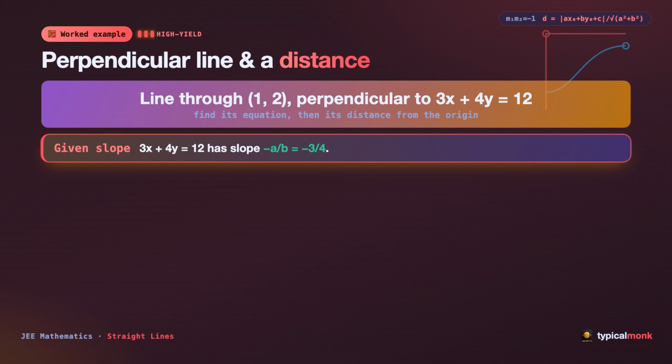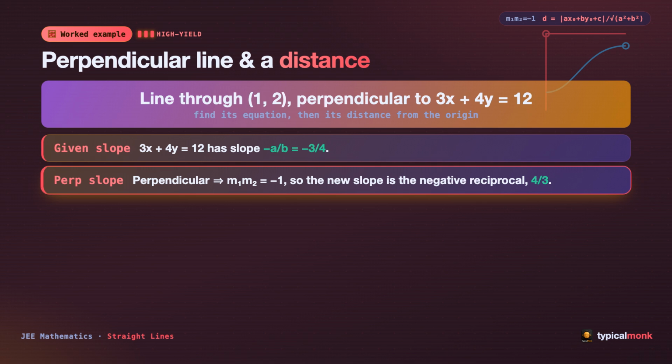Find the line through the point 1, 2, perpendicular to 3x plus 4y equals 12, and then its distance from the origin. First, the given slope. 3x plus 4y equals 12 has slope minus a over b, which is minus 3 over 4. Perpendicular means the product of slopes is -1. So the new slope is the negative reciprocal, 4 over 3.